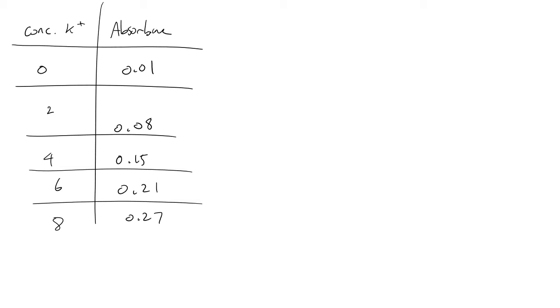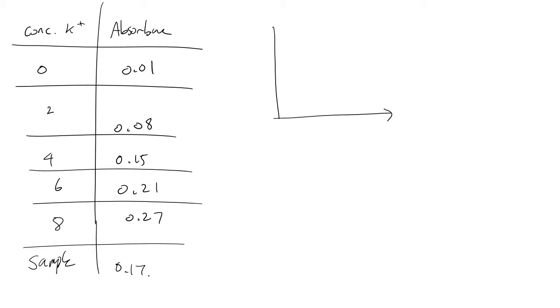Now the question might say, use the calibration curve to determine the concentration of potassium in milligrams per liter in a sample solution that gives an absorbance of 0.17. So that's the sample, 0.17. First step, we need to create a calibration curve. Let's draw the y-axis and the x-axis. It doesn't have to be perfect, it's just an approximation. So that's 8, 4, 6, and 2, and obviously 0.